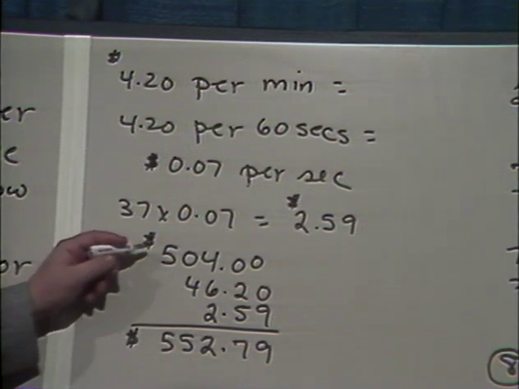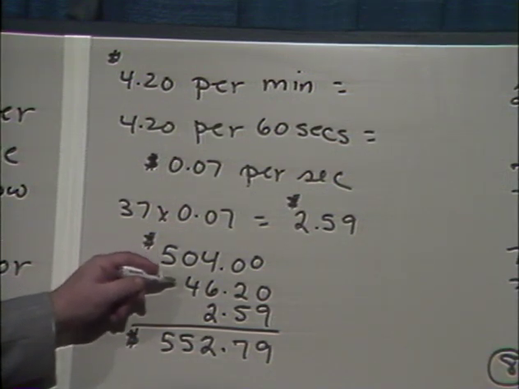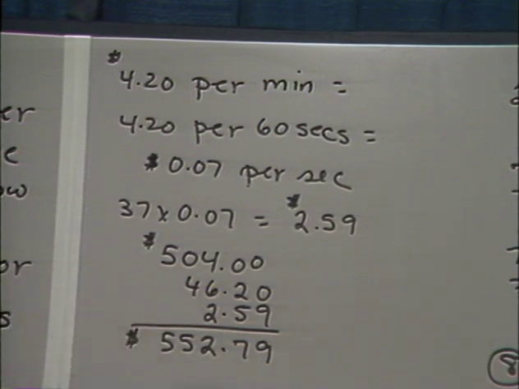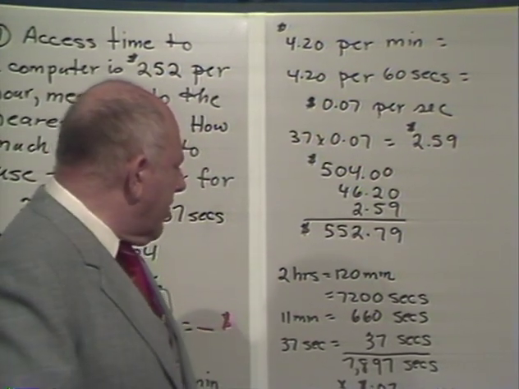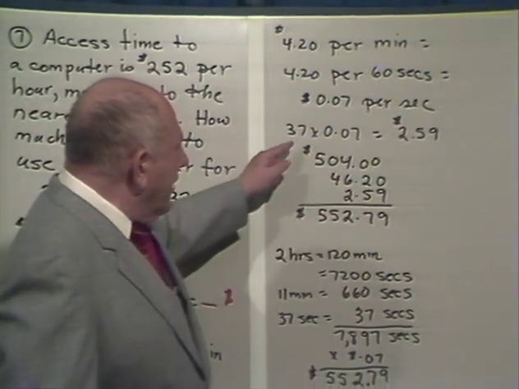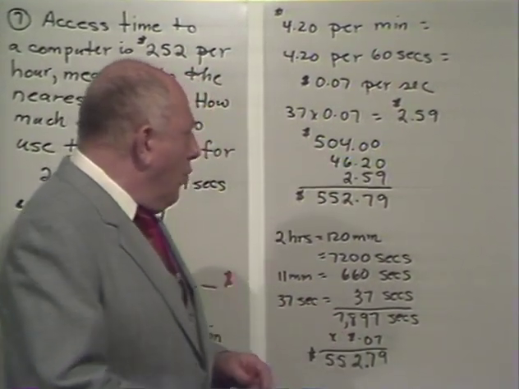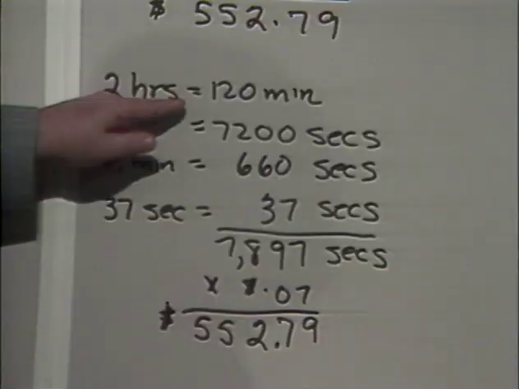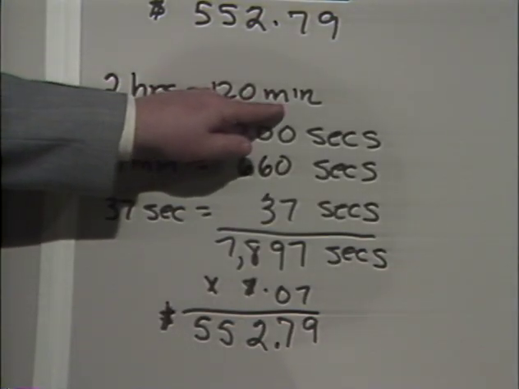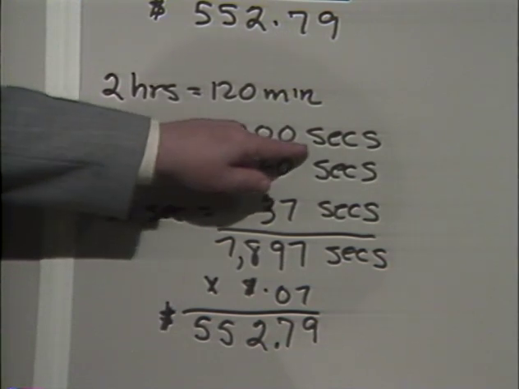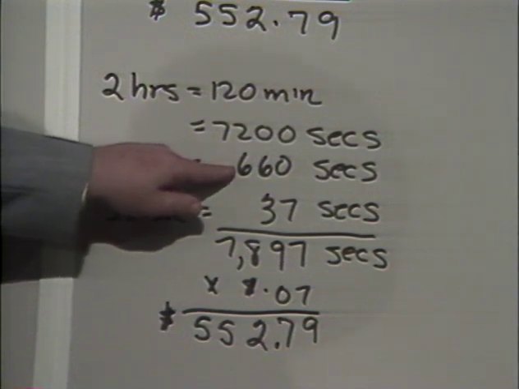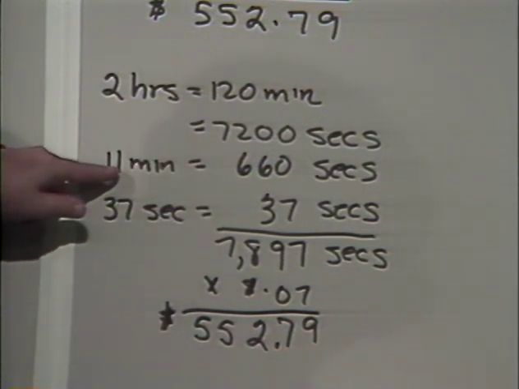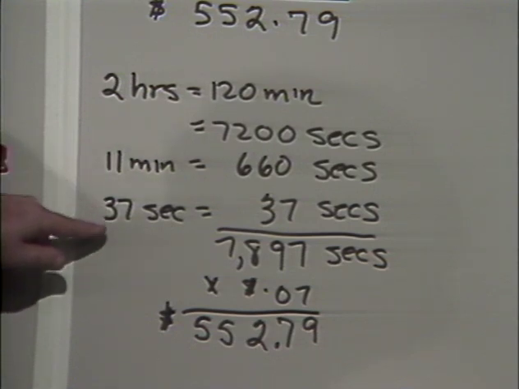So all I do is, this is the price for 2 hours, this is the price for 11 minutes, this is the price for 37 seconds. I add them up, and that should be the total cost, $552.79. By the way, once I know that I'm only paying 7 cents per second, wouldn't it be just as easy to say, 2 hours is 120 minutes, there's 60 seconds to a minute, so 2 hours is 7,200 seconds. 60 times 11 is 660. So altogether in 2 hours, 11 minutes, and 37 seconds.